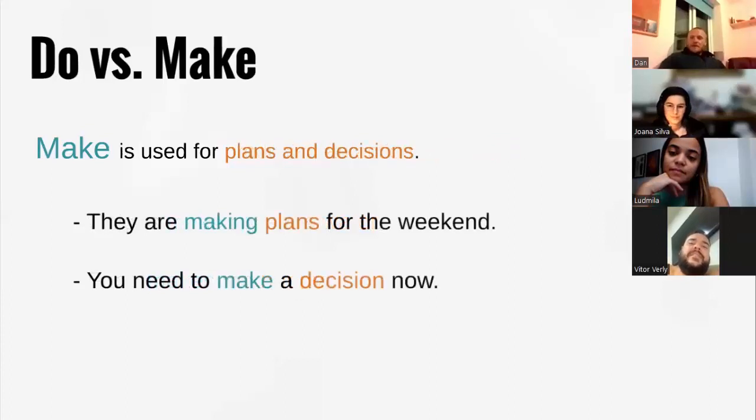Next one. Ludmila? Make is used for plans and decisions. They are making plans for the weekend. You need to make a decision now. So if you are including plans and decisions, use make.